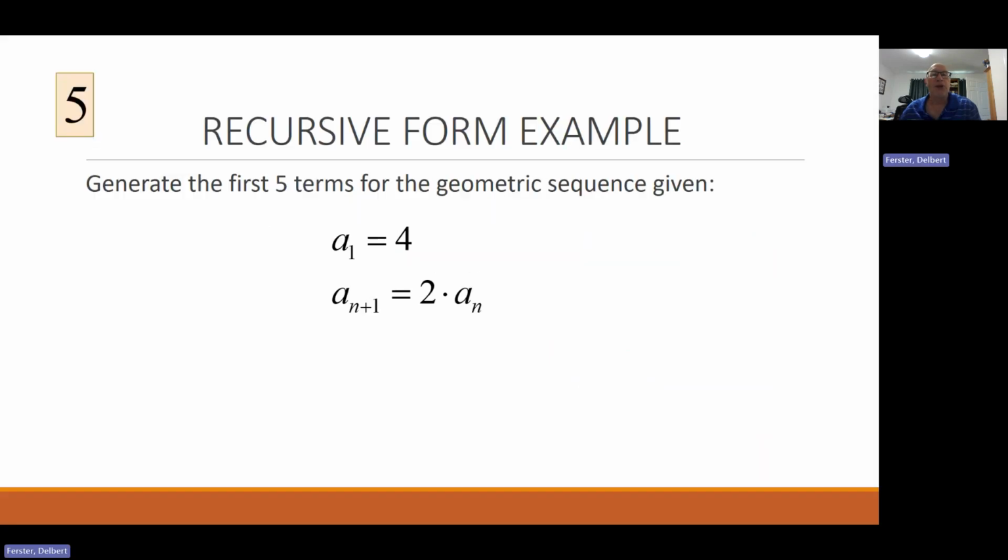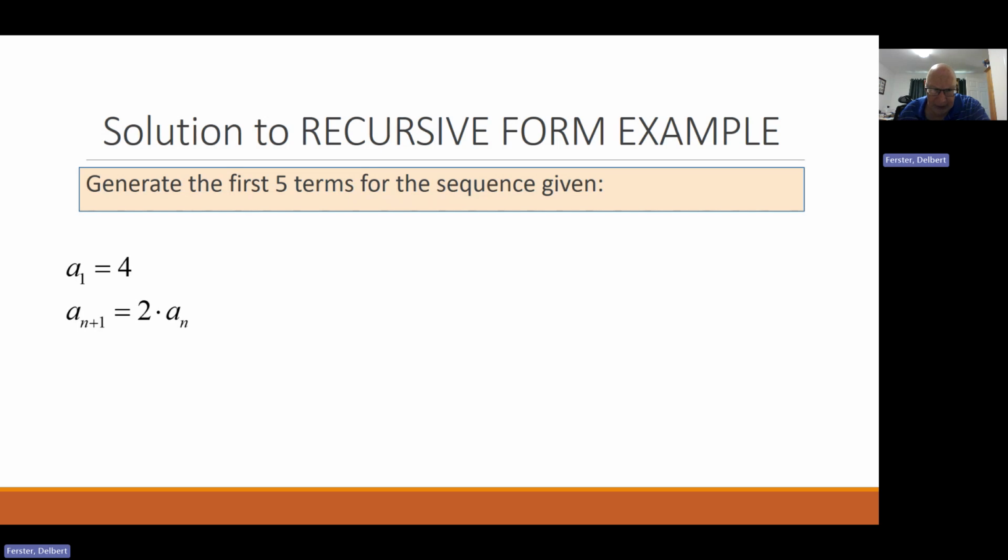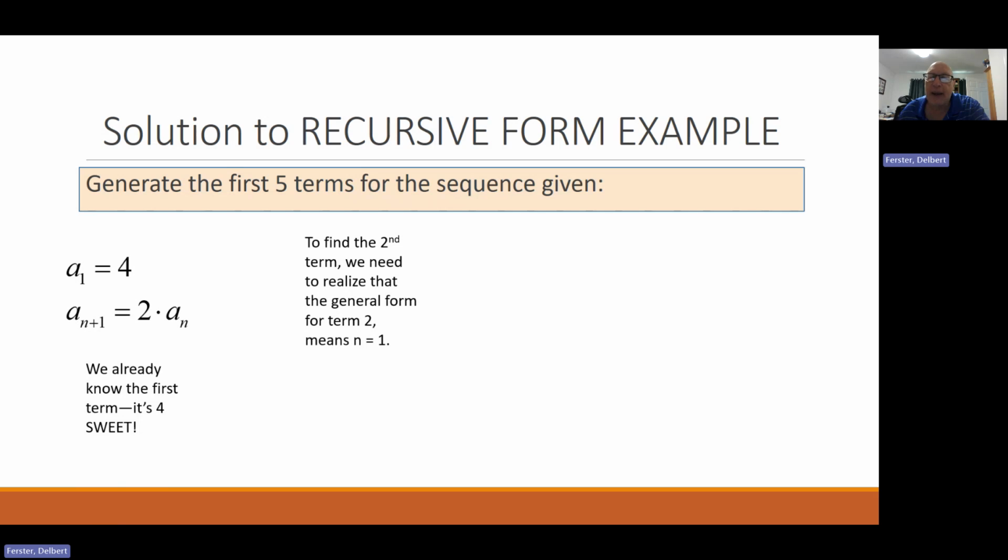From there, we're going to move right into example 5. We're back to recursion. We are given a first term of 4 and a recursive rule that says term a sub n plus 1 can be found by taking 2 times term a sub n. As previously pointed out, the first term we know, and we'll somehow be using it to create term 2. It's important to recognize that if we want that little subscript n plus 1 to be worth 2, n has to be played by 1.